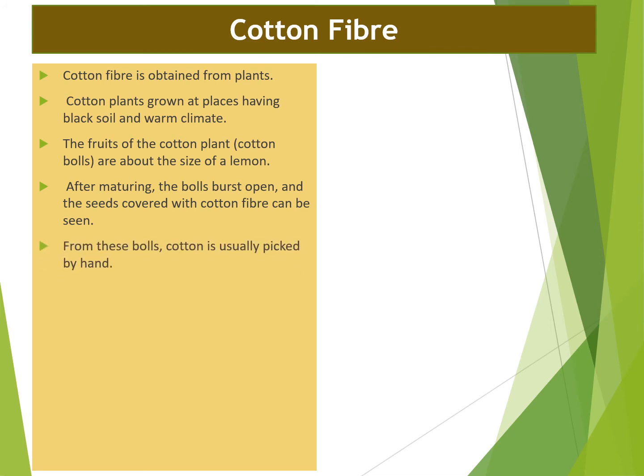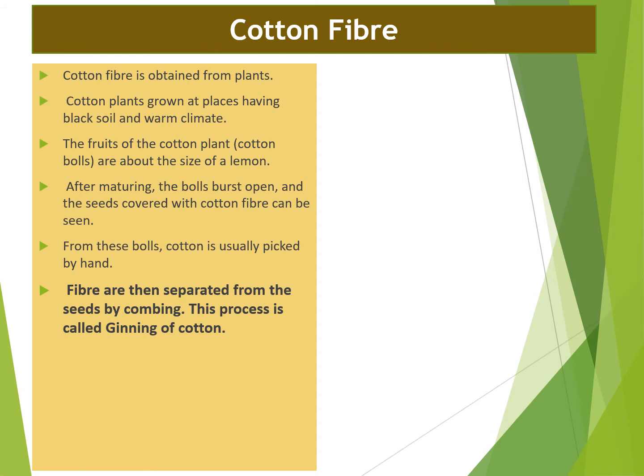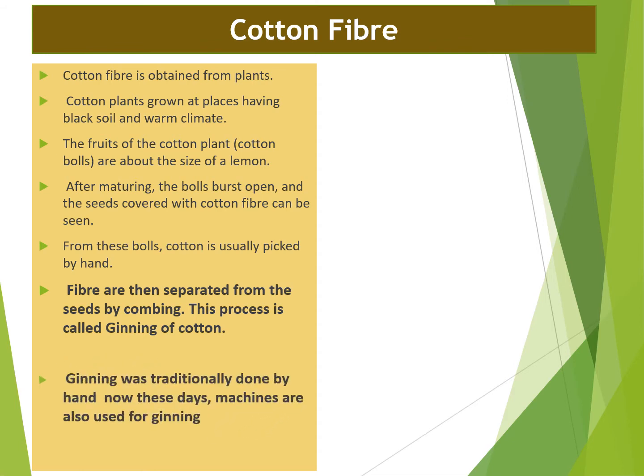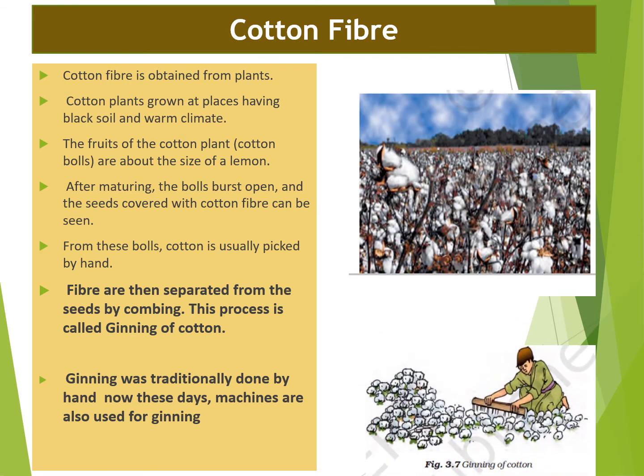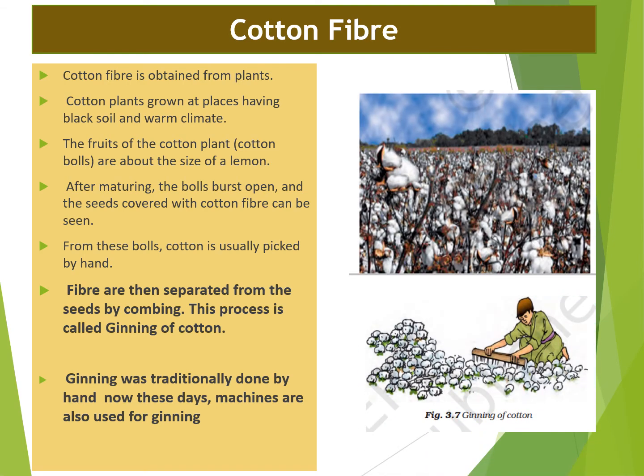From these balls cotton is usually picked by hand, and the fibers are then separated from the seeds by combing. This process is known as ginning of the cotton, and ginning was traditionally done by hand. Nowadays machines are used for ginning. So this is the image of the cotton plants, and ginning is done by hand.